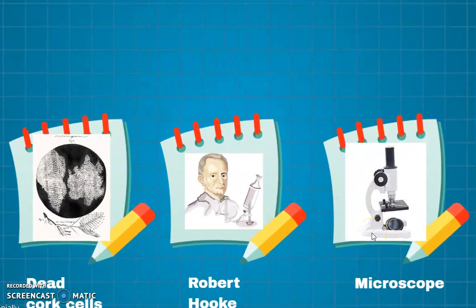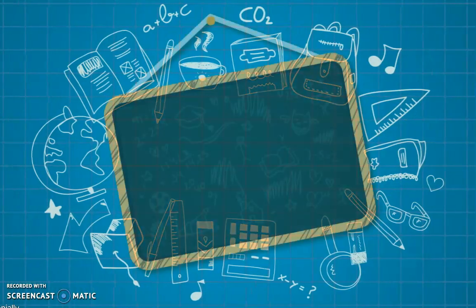Okay, so let's not forget. The microscope was invented, and Robert Hooke was the first scientist to observe dead cork cells. They were empty. They didn't have a nucleus. They didn't have cytoplasm. No organelles inside, of course, because they were dead. But he could tell that that was like the basic unit of life.